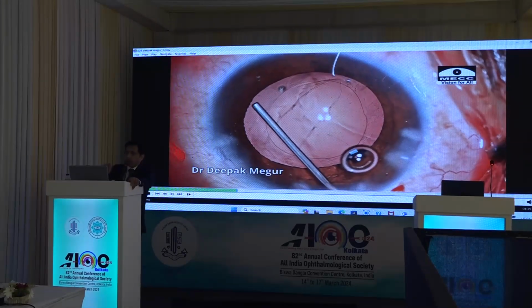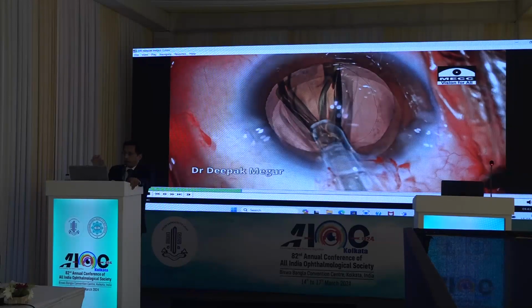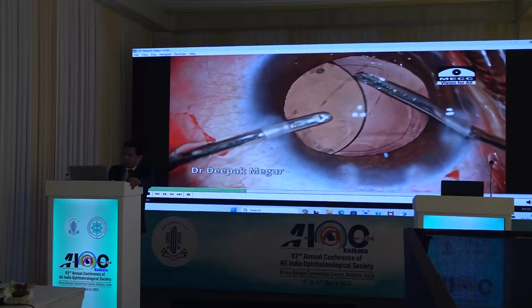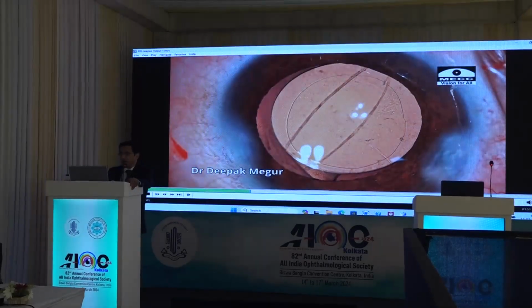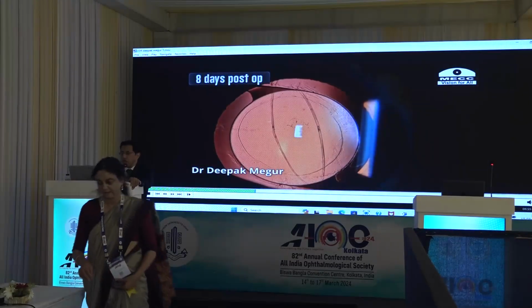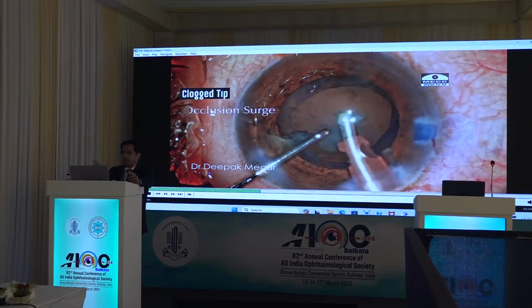So I'm using sodium hyaluronate to create space within the bag, and then I'm going to implant the lens into the bag itself with an open PC. With a very low bottle height you can even remove the OVD from behind the lens. The only secret is never allow the chamber to shallow, and you have visual outcomes which are almost indistinguishable from a routine one.